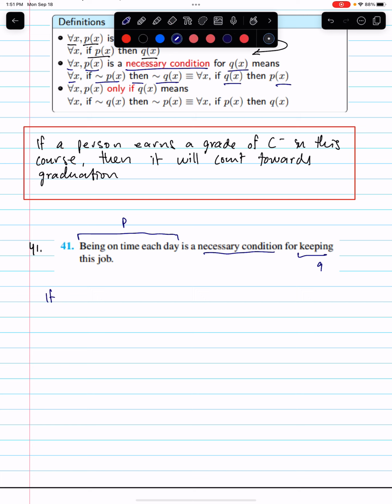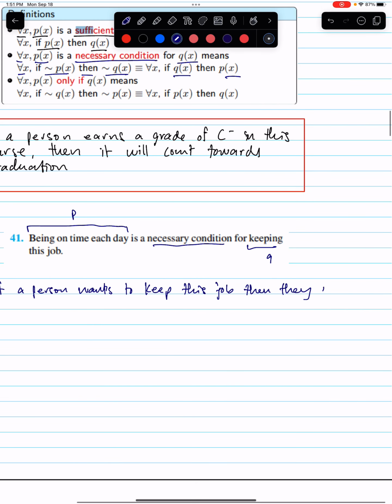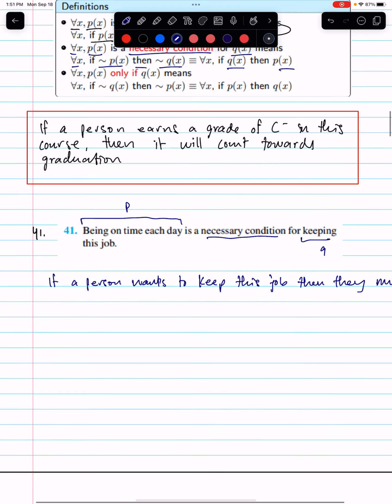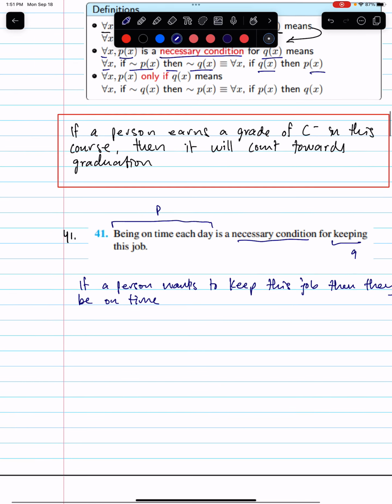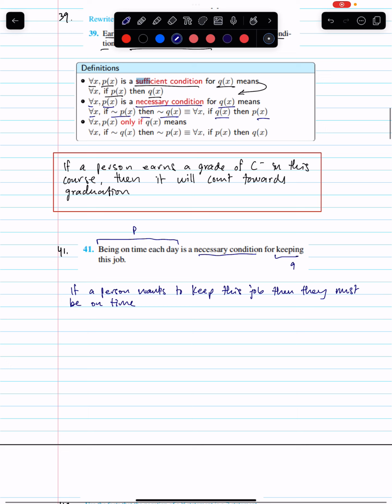So we'll say if a person wants to keep this job, then they must be on time. That's if Q, then P of x. Right? So that's one answer.